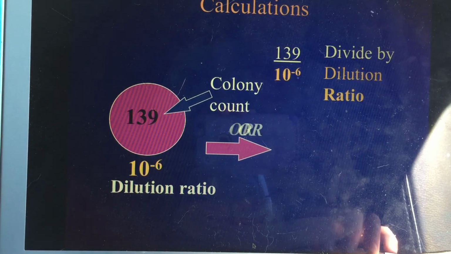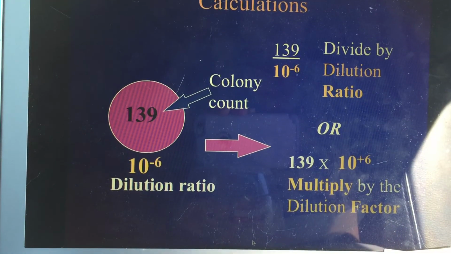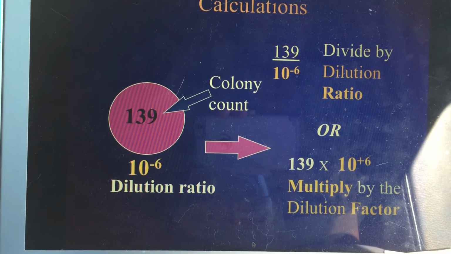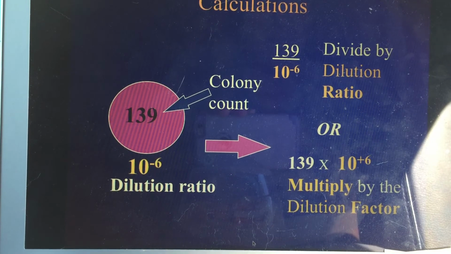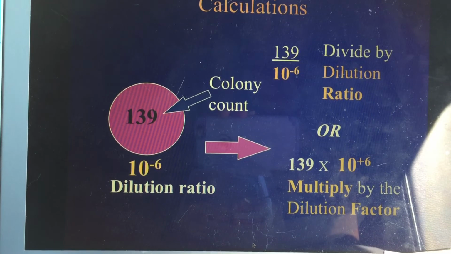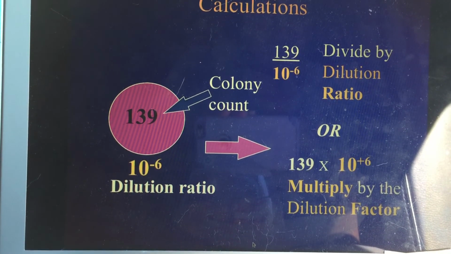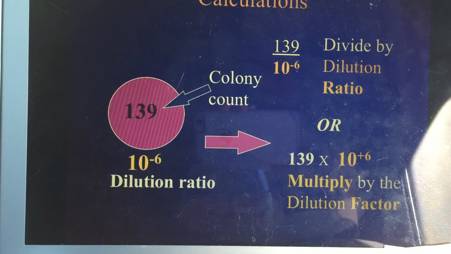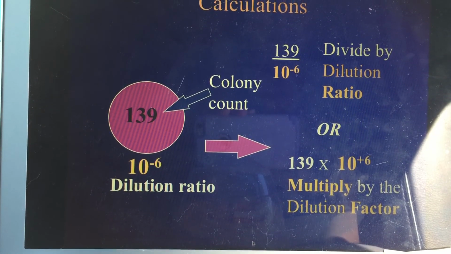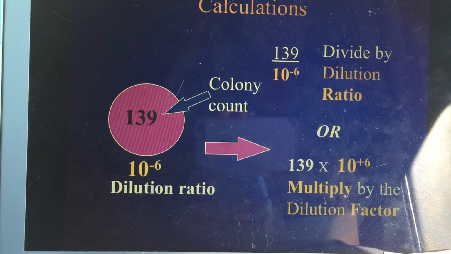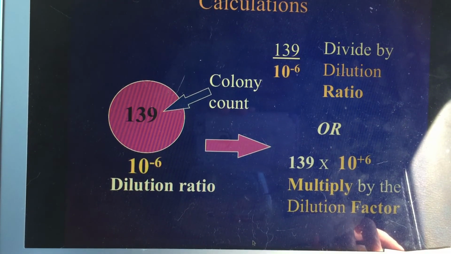The other option for calculating these things is to use a dilution factor. So this would be the equation where you take the cell count on the plate and you multiply it times the dilution factor. So 139 cells times 10 to the positive 6. This I can do in my head. It's very easy. I'm just going to round up my 139 and maybe move my decimal over so that I get a nice number presented in scientific notation. So the point here is that you're going to divide by a dilution ratio, and you're going to multiply your cell count by a dilution factor.